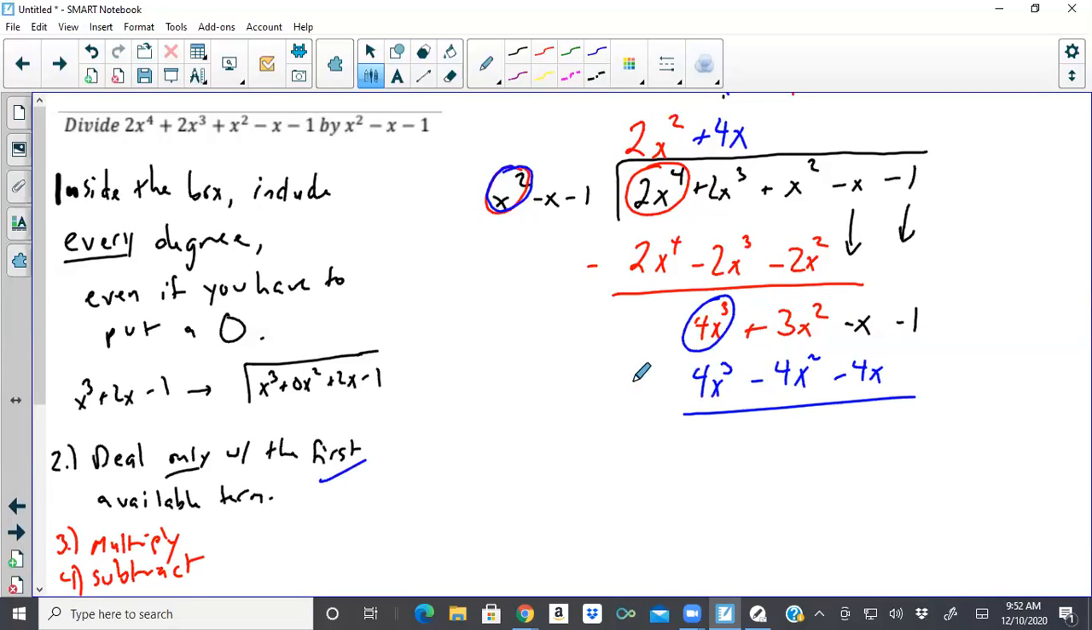And now we subtract. So it's just the same process, repetitive, repetitive, repetitive. And now we're just going to keep moving on. So 4x to the third minus 4x to the third is 0. 3x squared minus negative 4x squared is positive 7x squared. Negative x minus negative 4x will give me a positive 3x. And then I'm going to drop down this last term.